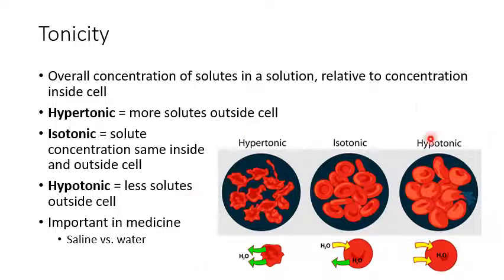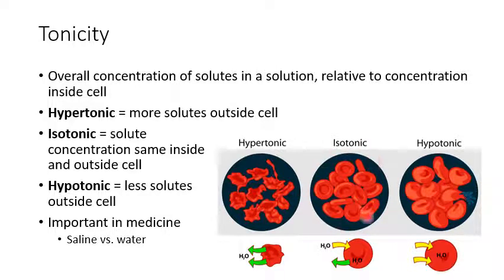So here you have some images of what can happen in those types of solutions, starting with a hypertonic solution where you have more solutes outside the cell. Water is always going to follow the solutes by osmosis, so it's going to leave the cells and the cells are going to shrivel up. If they get too shriveled, they're actually going to die. The cells have to have water inside of them to survive. If there's not enough water left, they will die.